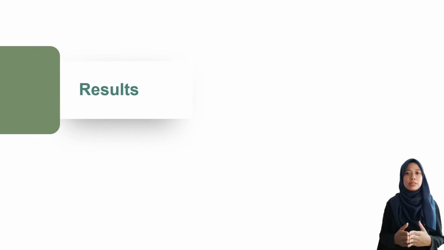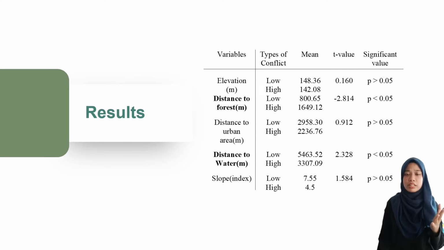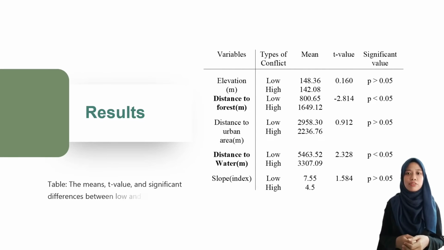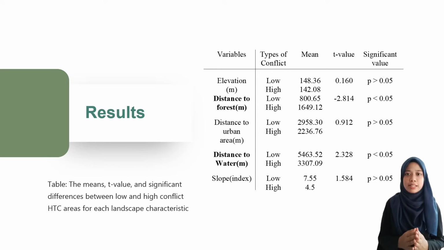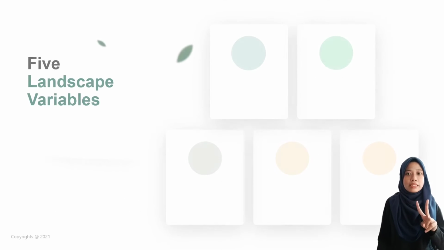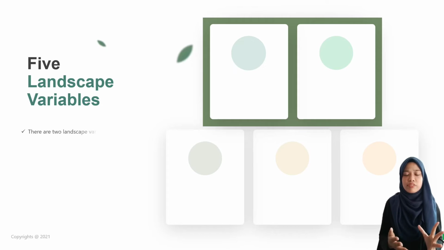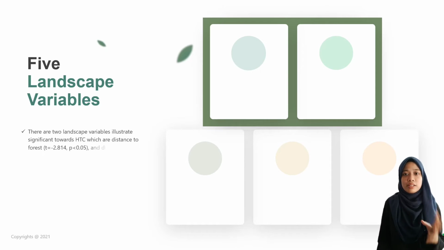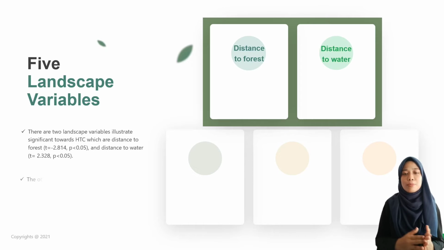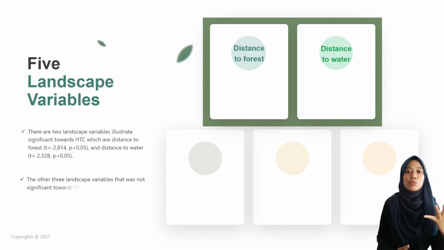The table shows the mean, p-value and significant difference between low and high conflict areas for each landscape characteristic. There are two landscape variables that illustrate significance for human tapir conflict, which are distance to water and distance to forest. The other three landscape variables that were not significant towards human tapir conflict are the elevation, distance to urban area, and slope.